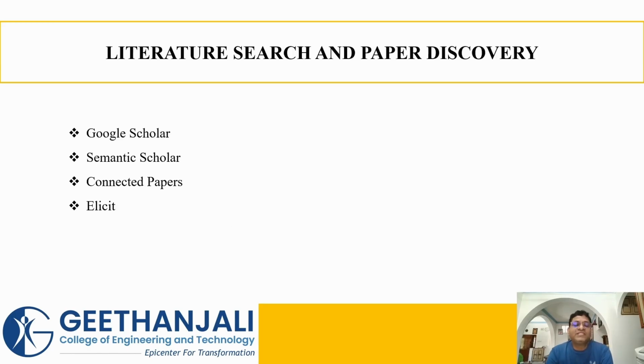The first step of the research, every researcher has to start with the literature survey. He has to collect the existing research to understand how the research is going currently. So there are several tools that exist to perform this task. One tool is called Google Scholar. The others are Semantic Scholar, Connected Papers, Elicit. Some of the tools are open source free tools. Some are paid.